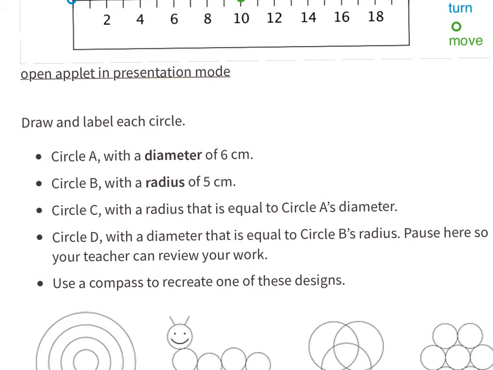Circle B, a radius of 5. So remember, radius goes from the center out to the edge. So it's going to be a bigger circle. Oh, let me pick the circle button here. Let's try this again. So her radius is going to be 6.